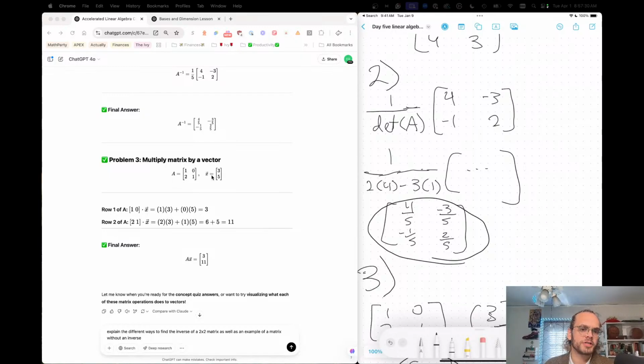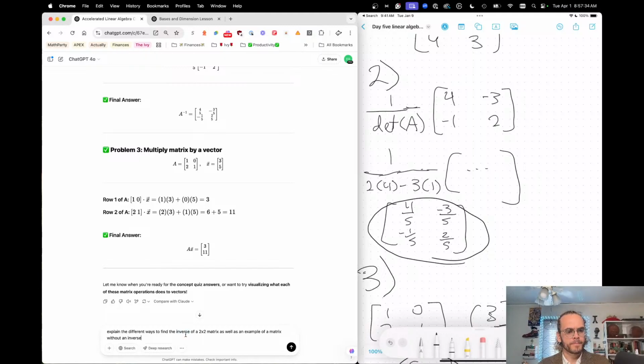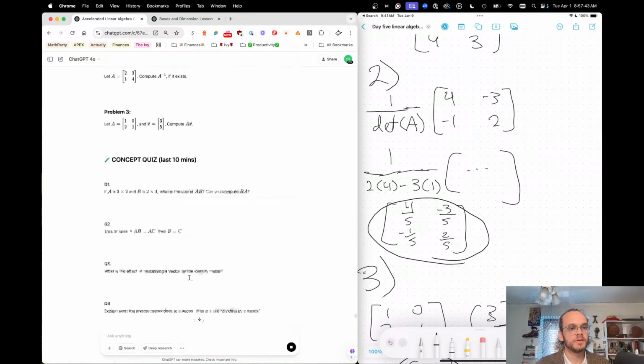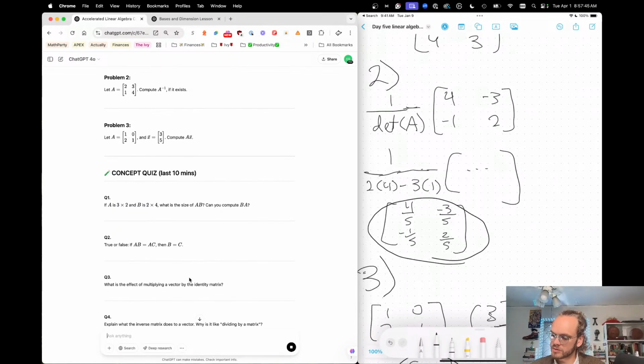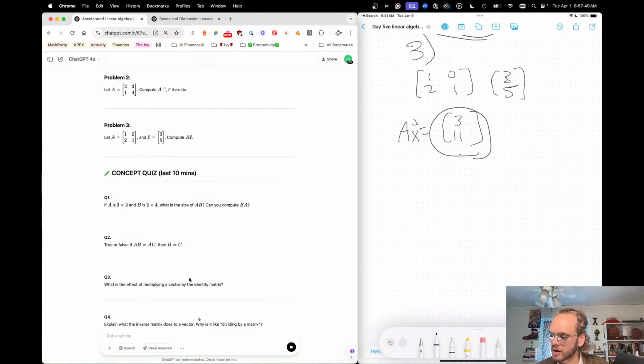And multiply matrix by a vector, 311. Okay, I got all those right. Those were easy, relatively. Explain the different ways to find a 2 by 2 matrix. Okay, good. That's a good question. Meanwhile, I'm going to start the concept quiz. And then I think after this, I'm going to go to Grok and ask Grok for this lesson.